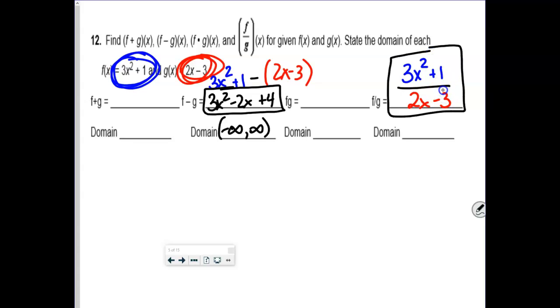But now we do have a domain interruption. What's the problem? X can't be equal to 3 halves. Yeah, x can't be 3 halves. So for that one, I don't mind if you go like x can't be 3 halves notation. It didn't explicitly say to write domain in interval notation, so I'll accept that. Very good.